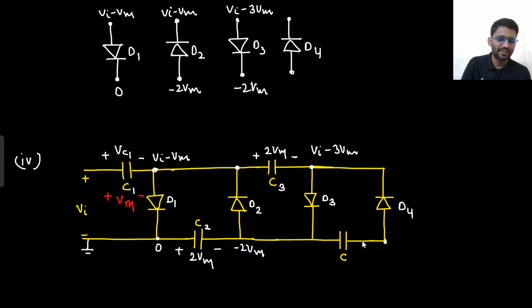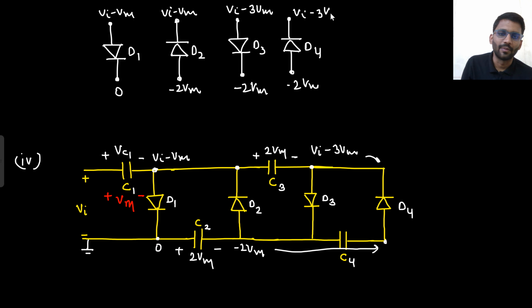What about D4? C4 is having no voltage. So this minus 2 Vm will be going here as well. Minus 2 Vm will be going here as well. And this Vin minus 3 Vm will be going here. Vin minus 3 Vm will be going here. Right? This is the scene now. Well and good. Let's say move it off. Just to write the potential, I did that.